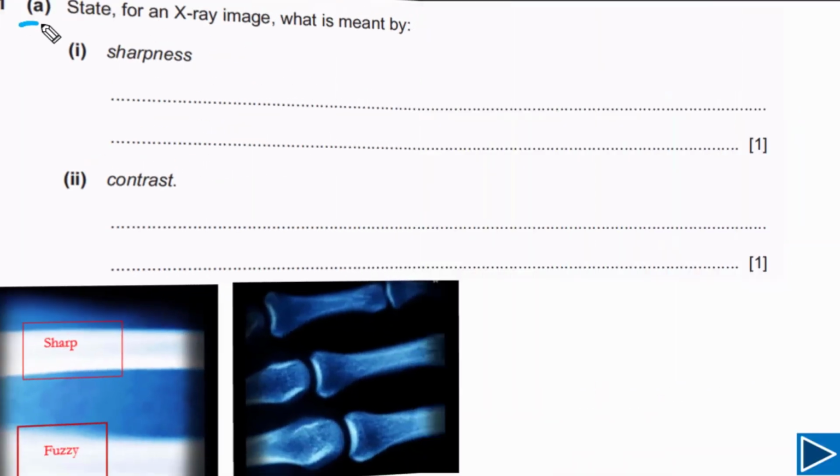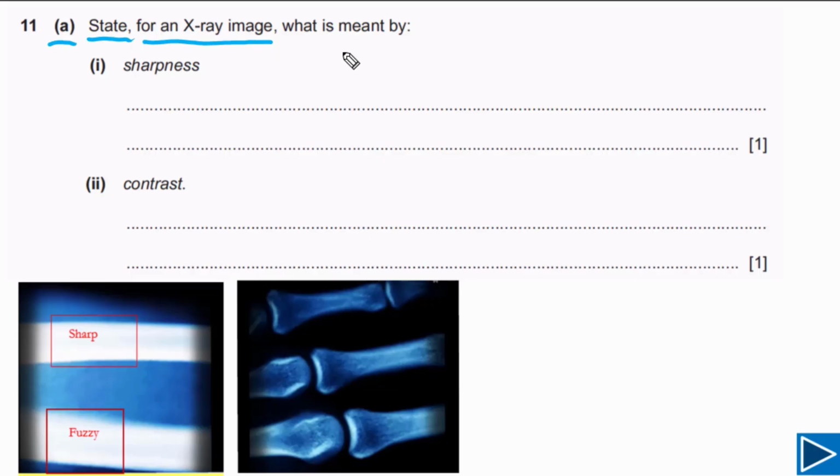At the end of the video, we will also discuss what are the advantages and disadvantages of CT scan. For part A, we need to state for an X-ray image what is meant by sharpness and what is meant by contrast. We will try to understand what is sharpness with the help of these 2 images. This is the first image and this is the second image of the same bone. Now I want you to look at these 2 images and try to find out the difference between them. Then I will explain what is sharpness. Pause the video, first try by yourself.